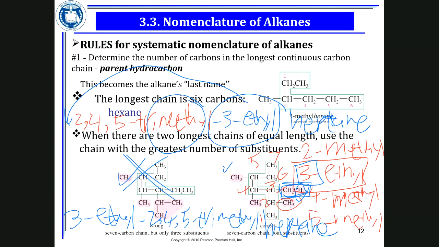After your numbers are assigned, then you look at the branches. If you have identical branches, combine them. If you have different branches, write them indicating location first, in alphabetic order.